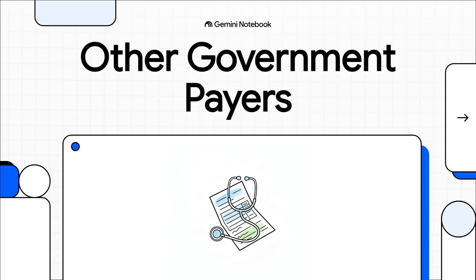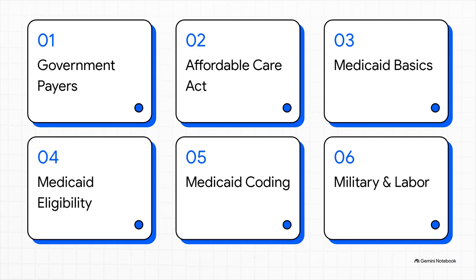Let's dive in. So here's our roadmap for today. We'll start with a quick overview of other government payers, move on to the Affordable Care Act, break down Medicaid basics, look at eligibility and spend downs, cover Medicaid coding rules, and finally wrap things up with military and labor payers. Section 1. Other Government Payers Overview.